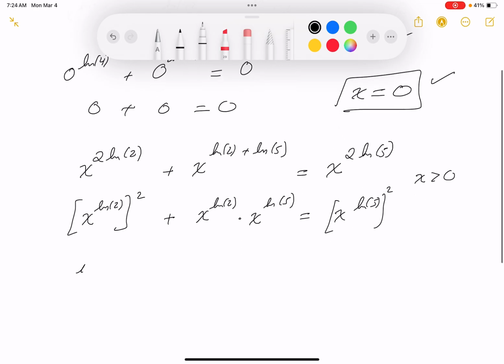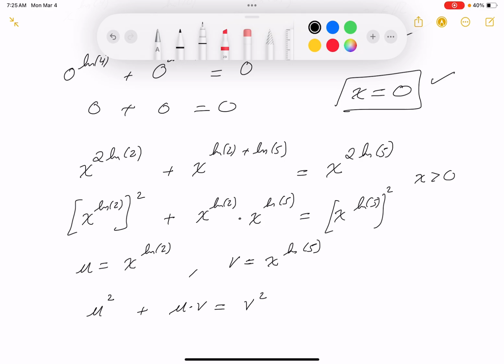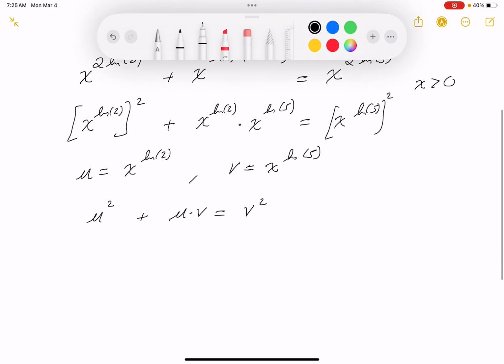All right, what I'm going to do now is make a substitution. I'm going to say u is equal to x to the ln 2. And I'm going to say v is equal to x to the ln 5. This just makes it simpler to write the problem down now. And what do you get there? You get u squared plus uv, and that's going to be v squared. All right? So I'm going to solve that for 0.